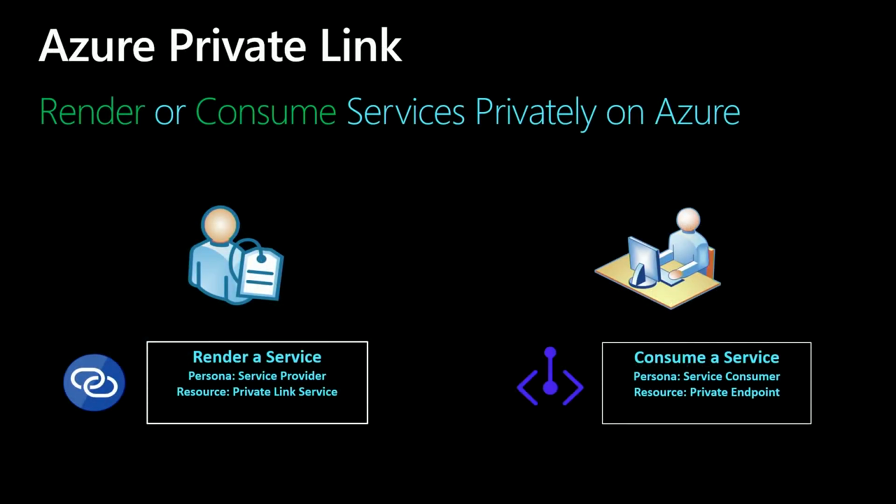With that, let's start. So Azure Private Link helps you render and consume services privately on Azure. When I say render, you can be a service provider. The persona is service provider, and you can create a Private Link service. And when I say consume, you can be a service consumer. The persona is service consumer, and you have to use a private endpoint as a resource.